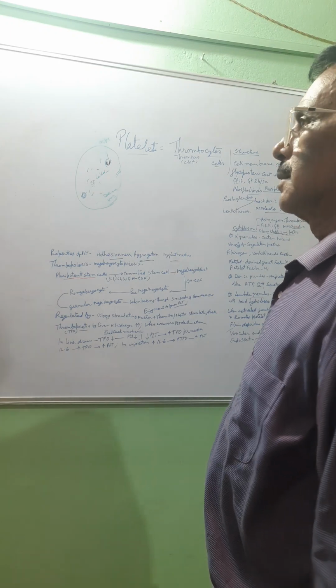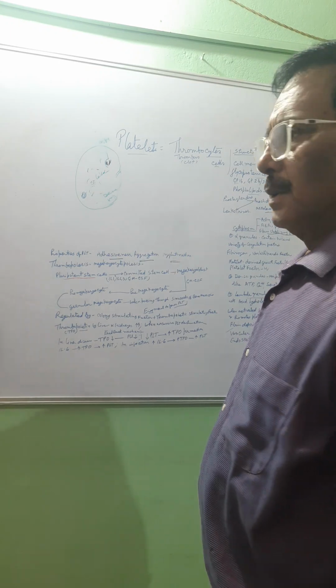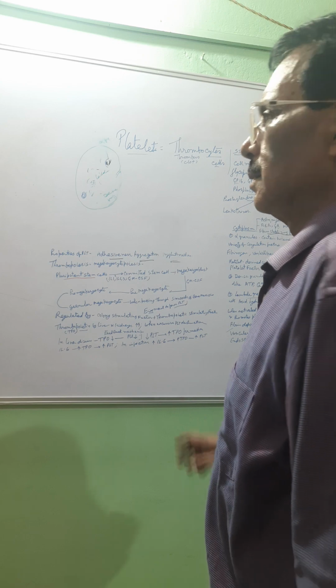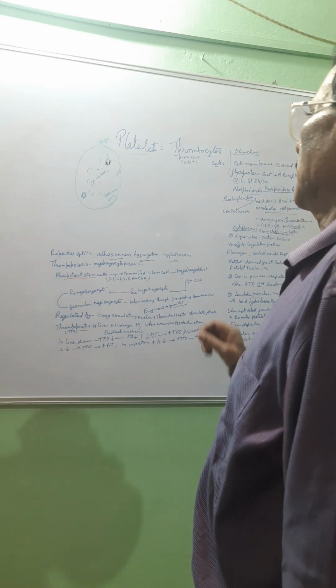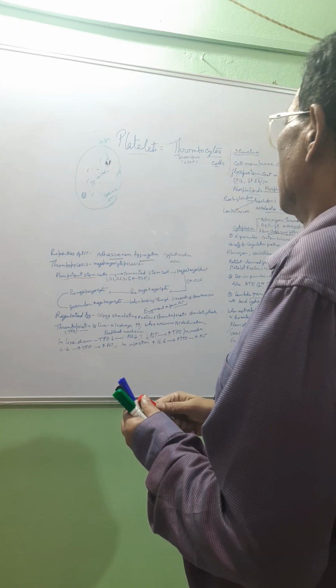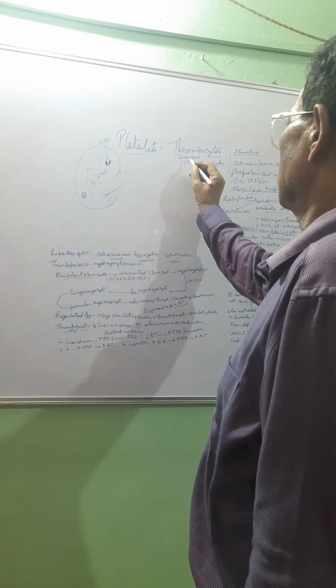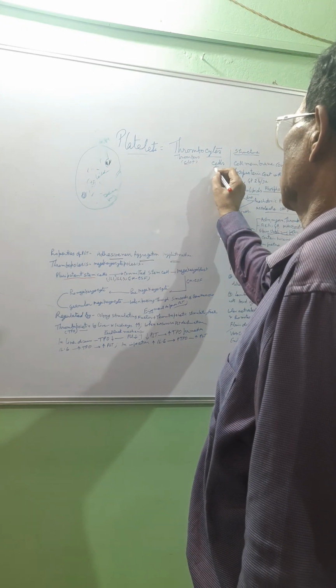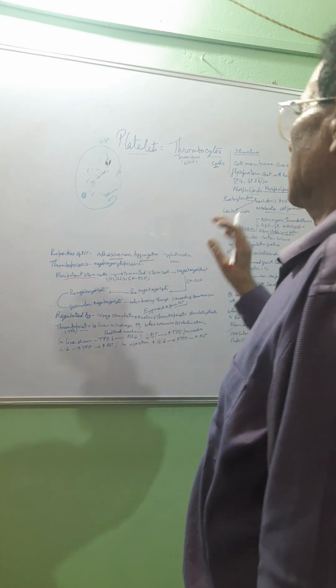In blood, there are three types of formed elements: RBC, WBC, and platelets. Platelets are also known as thrombocytes. Thrombus means clot and cyte means cell. This is the thrombocyte.